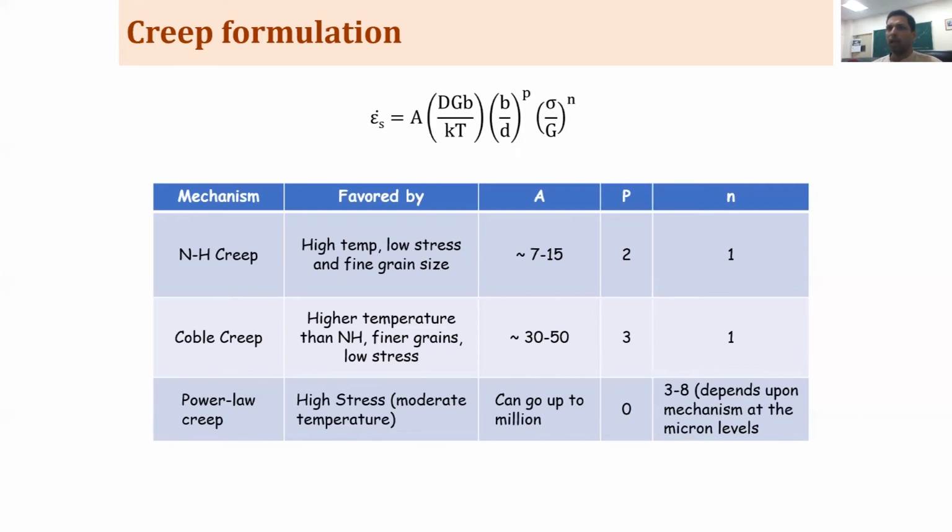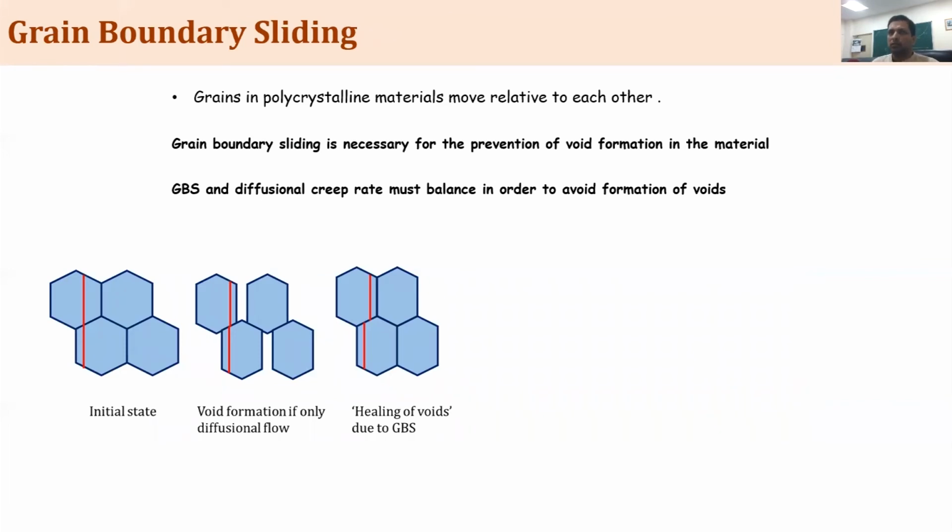Power law creep, A can be very, very high, and P, which is this one, is usually 0, or basically it is not dependent on the grains, or sometimes we say that we are taking a very large grain sized material where it becomes independent of grain size, and N is of the order of 3 to 8. Now coming to the third mechanism.